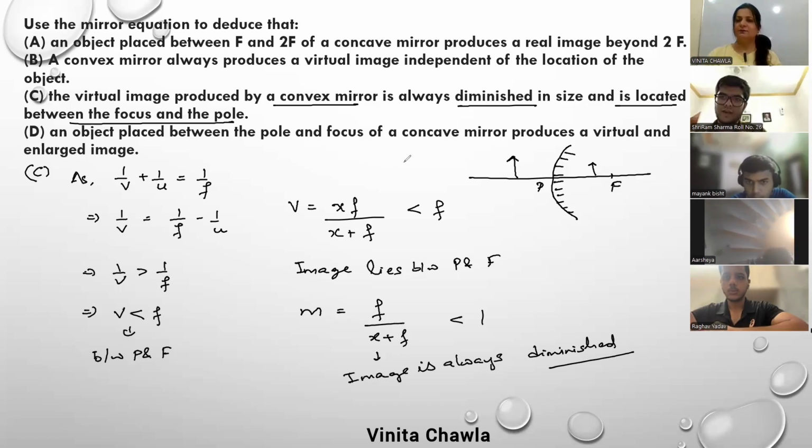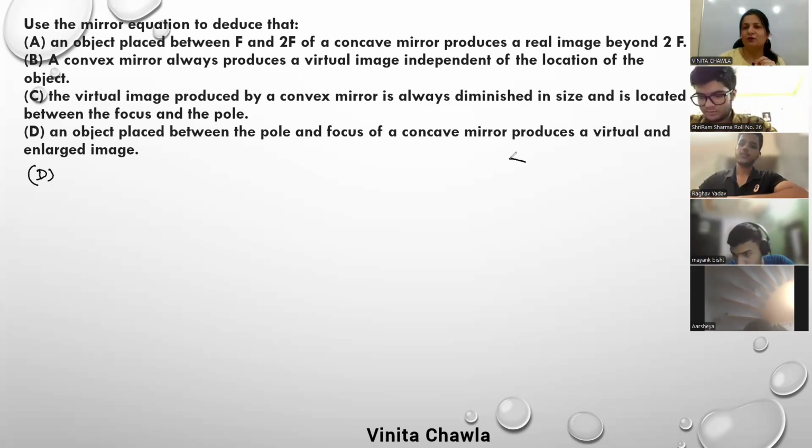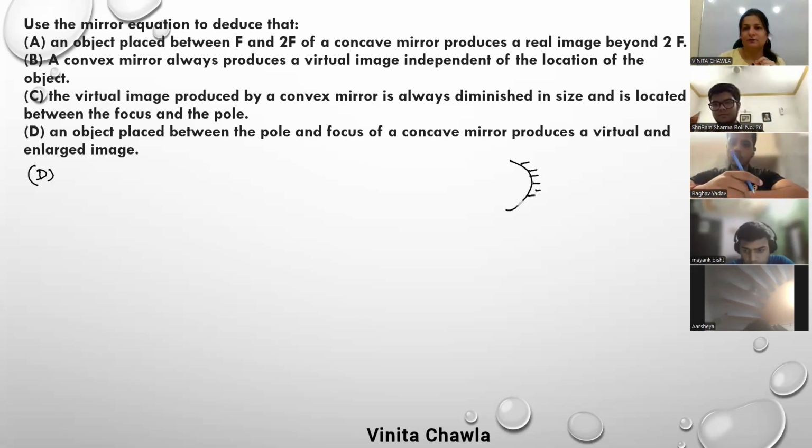Should I clear the screen? An object is placed between the pole and focus of a concave mirror. Now we have a concave mirror, and the object is placed between pole and focus. So when we place the object very close to the concave mirror, where is the image formed?